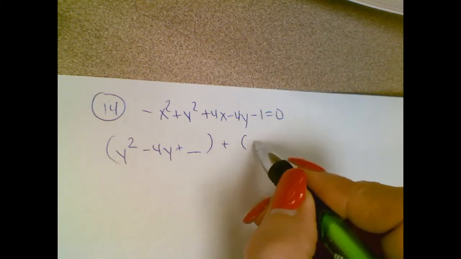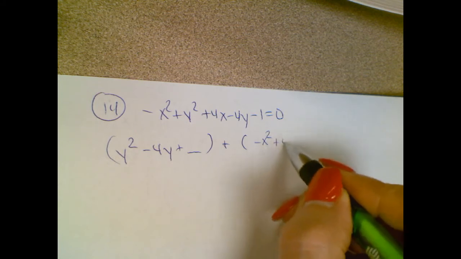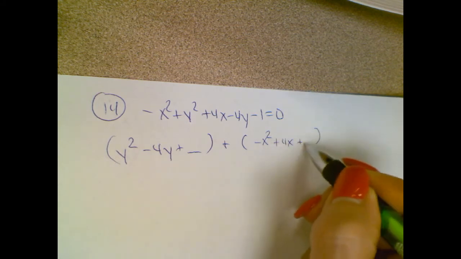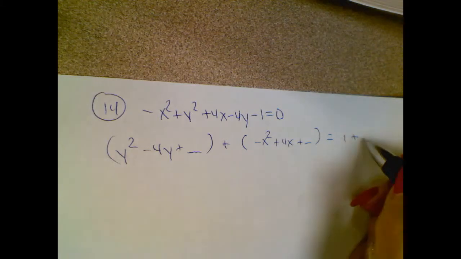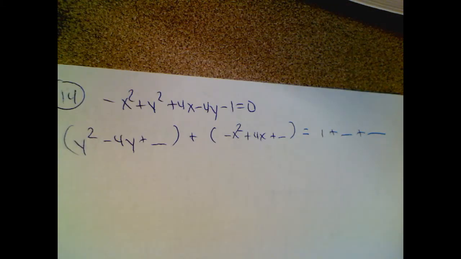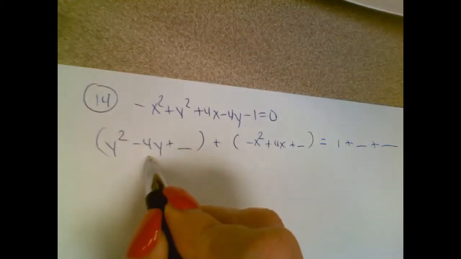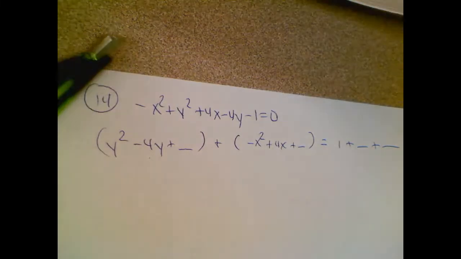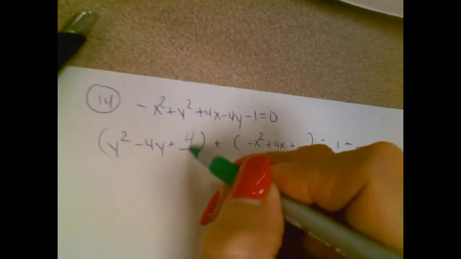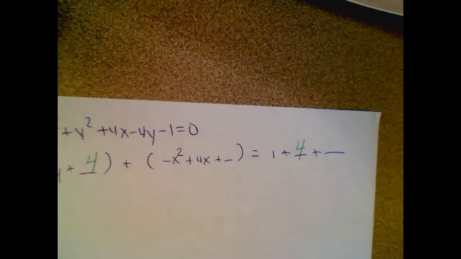And then I'm going to put the -x squared and the positive 4x in the parentheses over here. And I'm going to add 1 to the other side. So what's half of -4? -2 squared is 4. So add 4 to the other side.